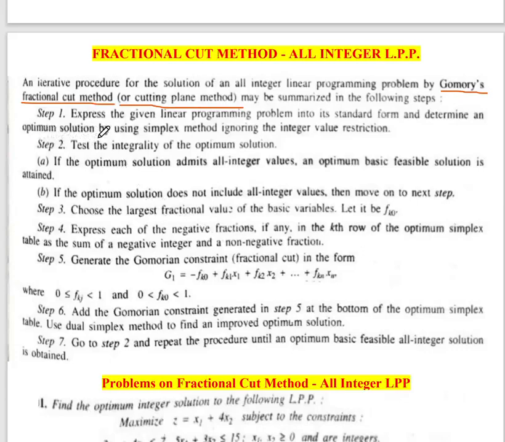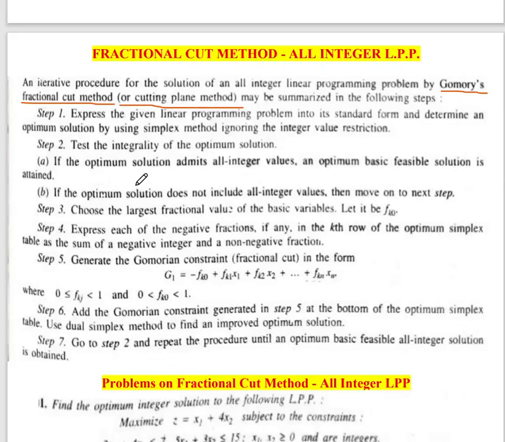What is step number one? Step number one: express the given LPP into standard form and determine the optimum solution by using the simplex method, ignoring the integer value restriction. When we solve the problem, we will see it step by step. Second, test the integrality of the optimum solution. There may arise two cases. If the optimum solution admits all integer values, an optimum basic feasible solution is attained.